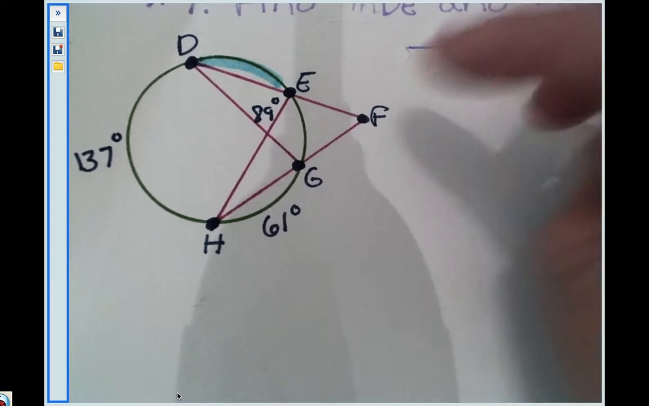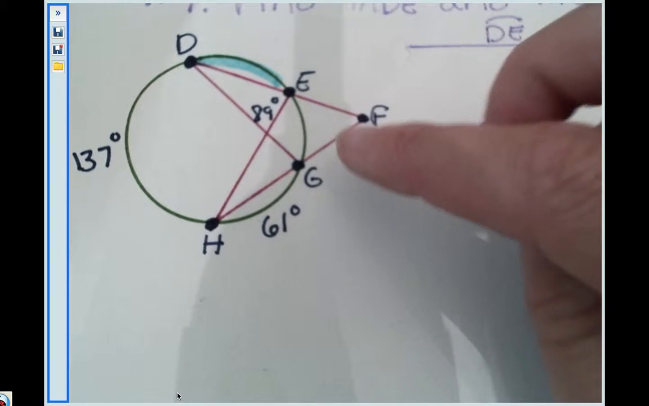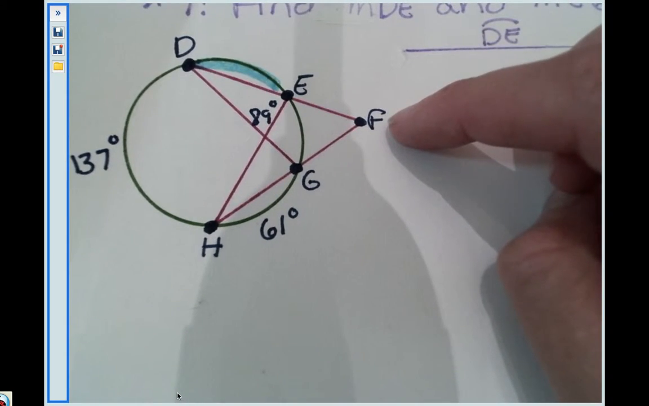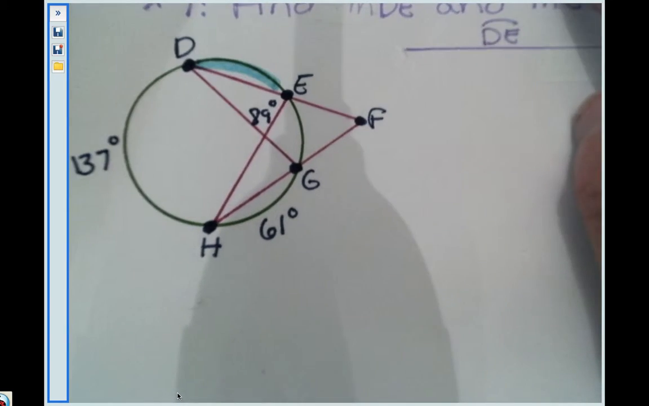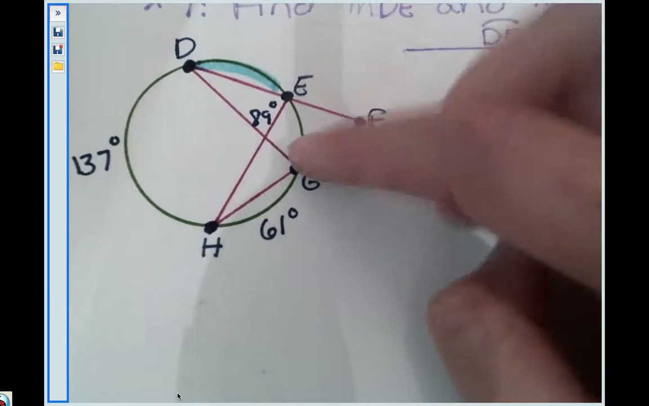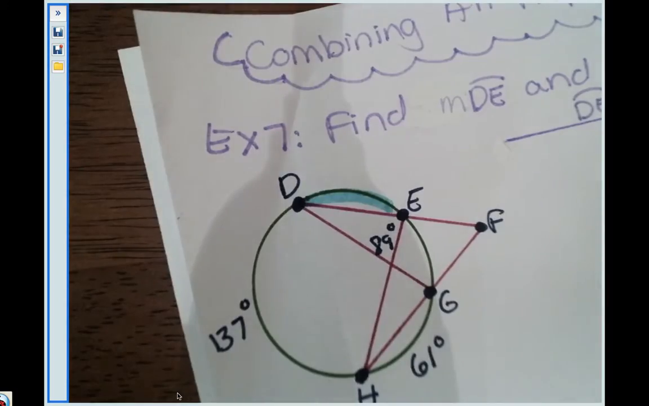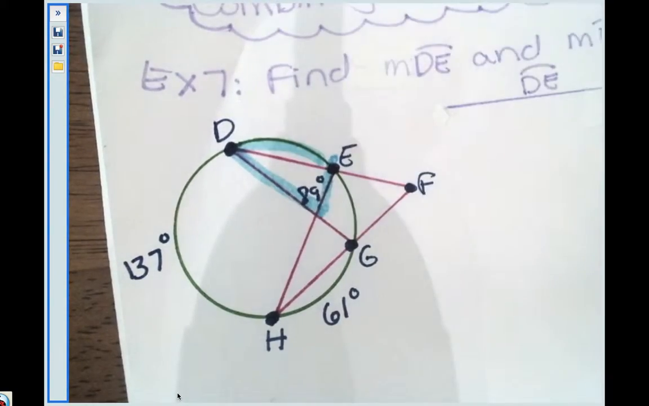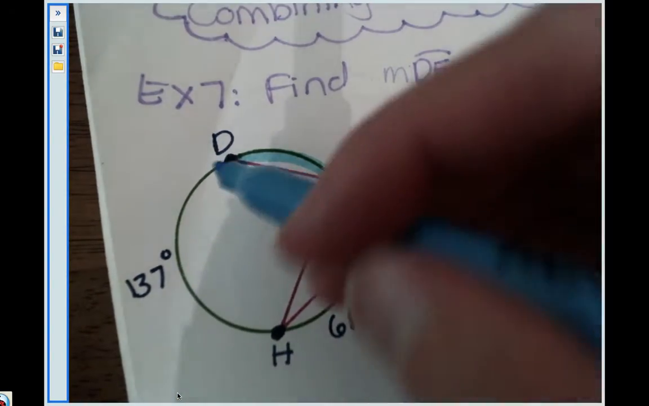Well, I see that there's some angles inside of the circle, so that might be helpful. I do have an angle outside of the circle, but currently I don't have an angle marked for it, so that might not be very helpful. And then I have some arcs given to me. So currently what I'm looking at is the fact that I have an angle inside the circle, this angle 89 right here. And guess what, you guys? Angle 89 is opening up to arc DE.